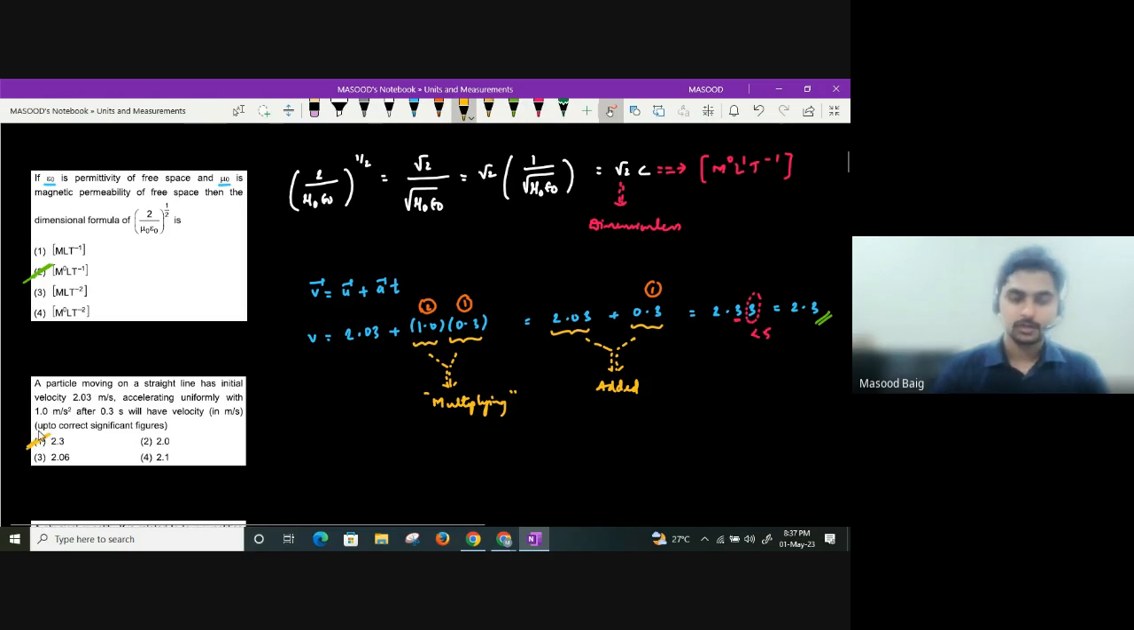Yes or no? Whenever you are multiplying or dividing, retain significant figures. How many? Least number. Whenever you are adding or subtracting, retain decimal places. How many? Least number. Clear, all of you? Yes or no, yaar?